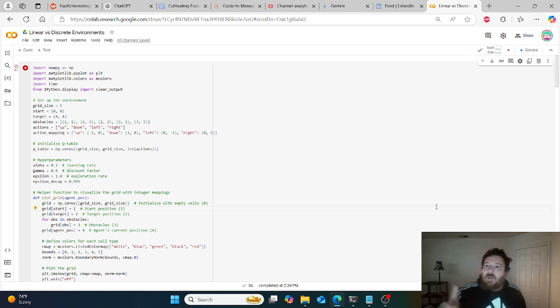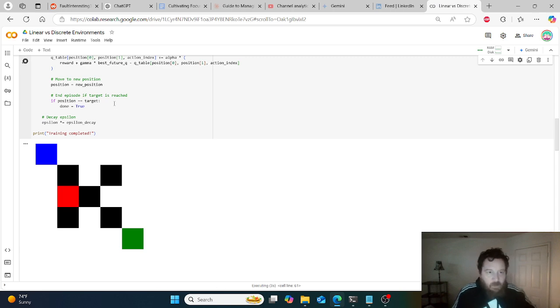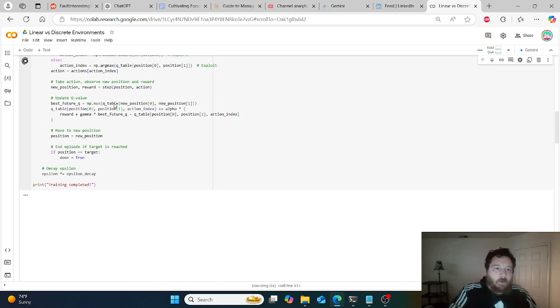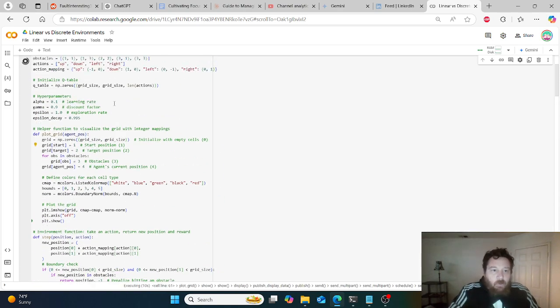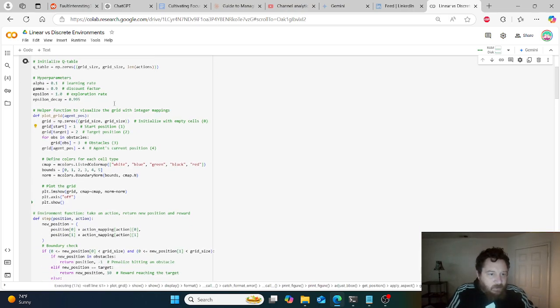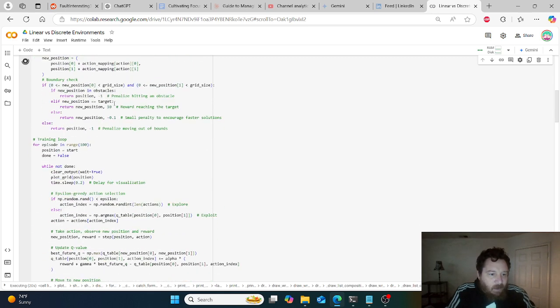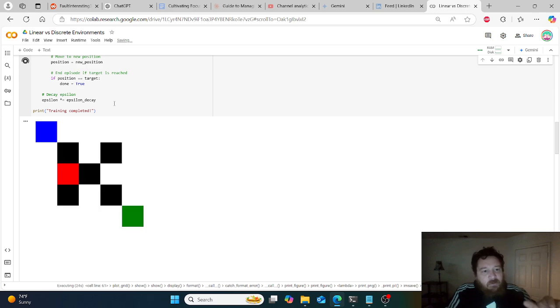Let's first of all discuss what a discrete environment looks like. In reinforcement learning, for example, a discrete environment can be very straightforward. This is training a reinforcement learning algorithm, a Q-learning algorithm, on a maze, right? The colors of the maze represent different things. Blue is the starting position, the red is the agent, and it's trying to get to the green. And the blacks are obstacles.